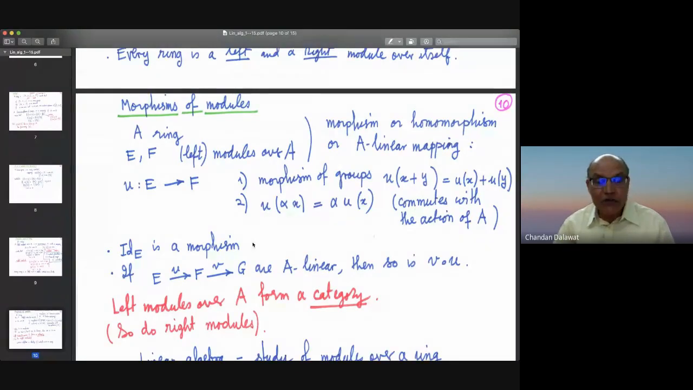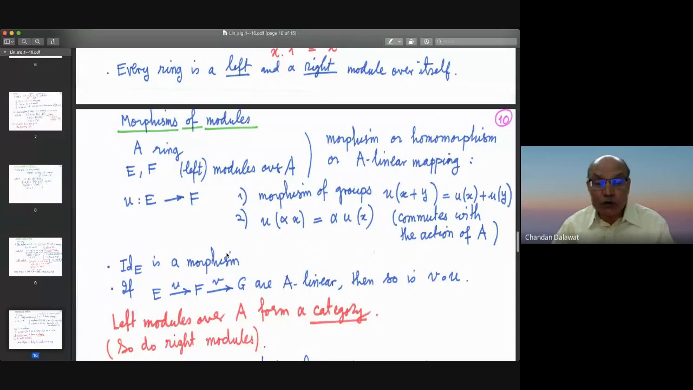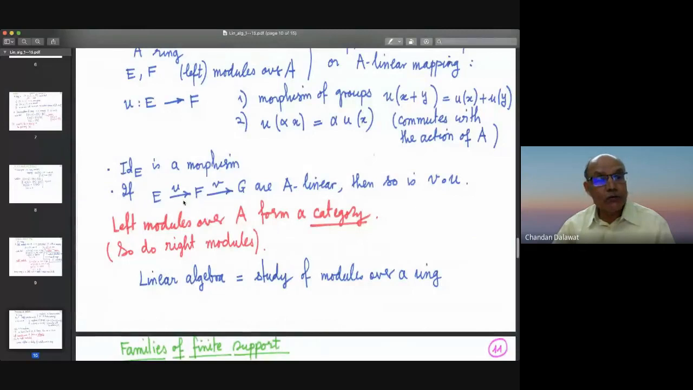It's the study of A-linear mappings. It's the study of modules and these A-linear mappings between modules. So if I have three A modules E, F, and G, and an A-linear mapping U from E to F, and another A-linear mapping V from F to G, then I can compose them to get a mapping from E to G, which is written V composed with U. And the point is that this is not just a mapping of sets, it's also an A-linear mapping.